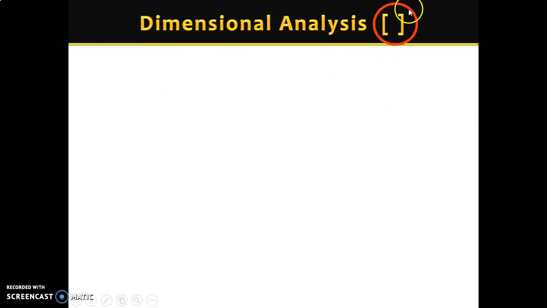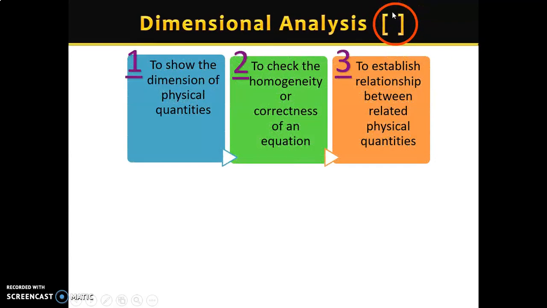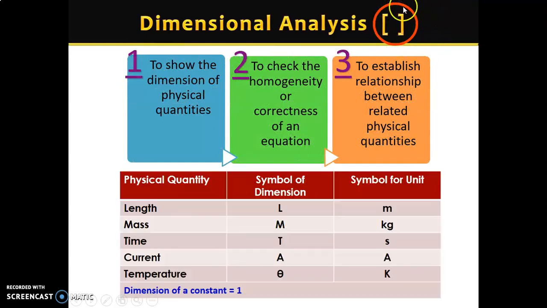Now we go to the dimensional analysis. Remember to put the square bracket at each particular physical quantity in the equation whenever you want to use dimensional analysis. The table shows 5 common basic quantities together with their dimension and symbol. As an example, we use capital letter to represent dimension for each basic quantity. Dimension for length is capital L.